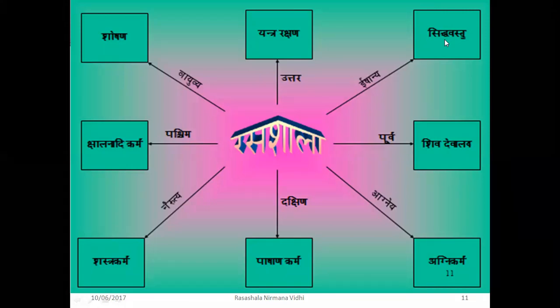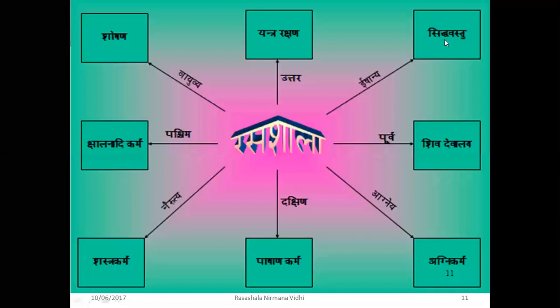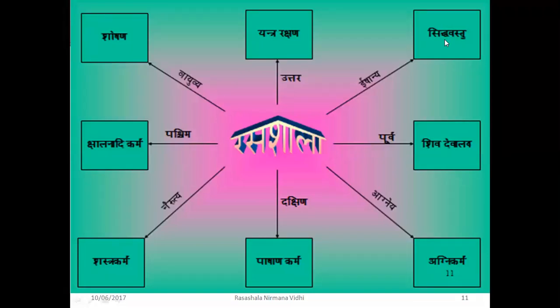The Vedha Karma, that is conversion of the lower metal into higher one, is carried out in Uttara Disha. Then in Ishanya Disha, all the prepared medicines, that is the Siddhaushadhis, are preserved in Isha Kona. So these are the arrangements of Rasashala according to Disha. So let us see this part in detail.